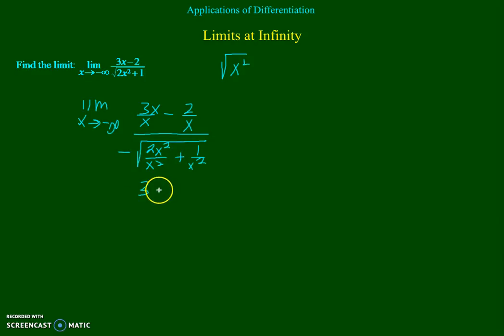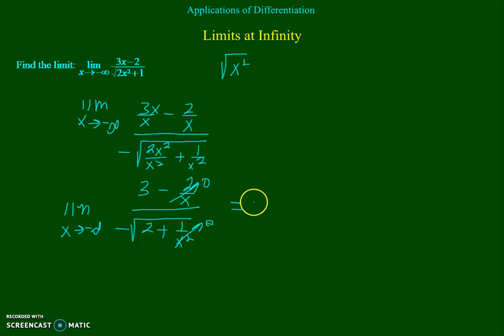So this becomes 3 minus 2 over x, over the square root of 2 plus 1 over x squared, negative. When I take that limit as x approaches negative infinity, this goes to 0, this goes to 0, and what we're left with is negative 3 over the square root of 2. So here we have a function that has two different horizontal asymptotes. One to the right in the last problem was positive 3 over the square root of 2, and this one to the left is negative 3 over the square root of 2.